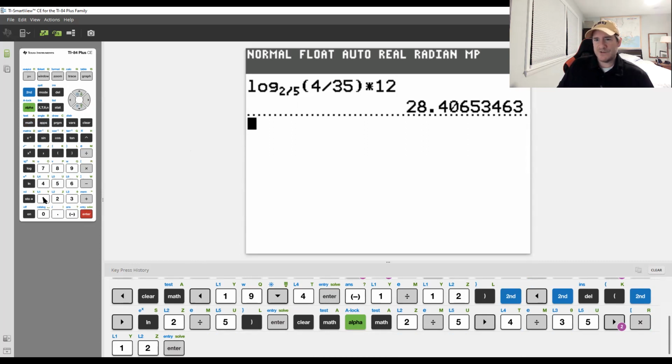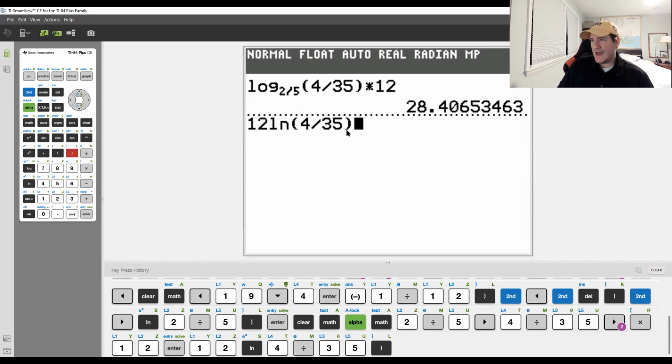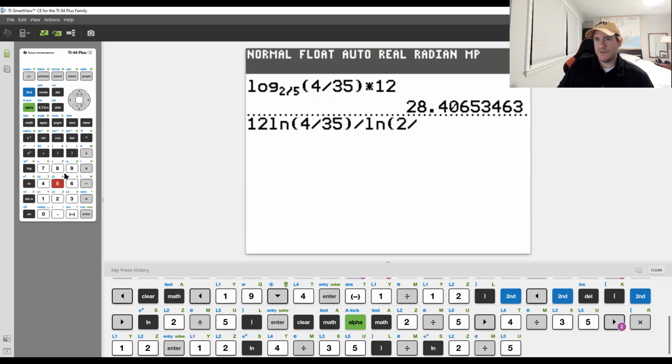Again, if you had to use the change of base formula, then you can just type 12 times the natural log of 4/35. That's the one that goes in the numerator. You also have to close parentheses. Don't forget. Then you're going to divide by the natural log of the old base, which was 2/5.